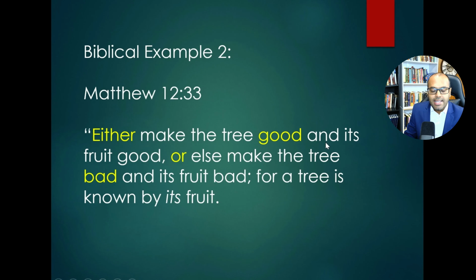Let's look at the second example from the same chapter, verse 33. Either make the tree good and its fruit good, or else make the tree bad and its fruit bad. For a tree is known by its fruit. So either a tree is good or the tree is bad, right? So either a fruit is good or the fruit is bad. A fruit cannot be good and bad at the same time, or a tree cannot be good and bad at the same time. So, in other words, a thing is either A or not A.